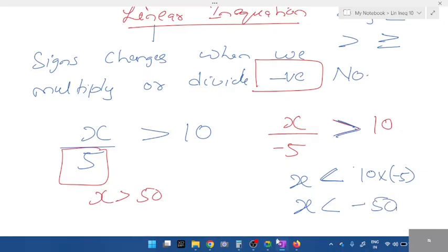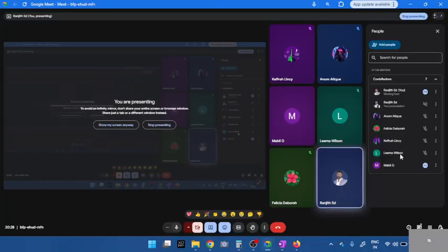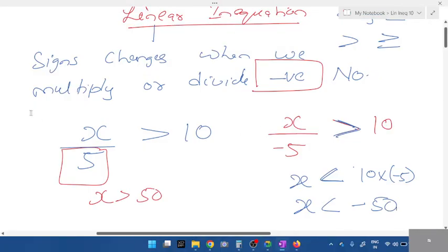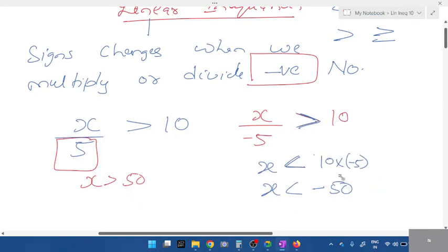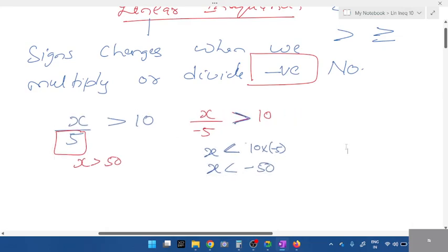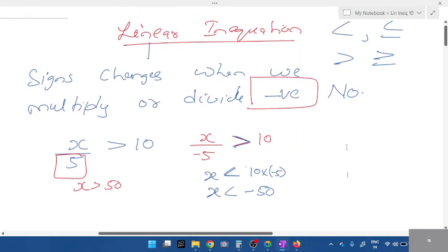Is this clear, students? Did you understand? Understood? Any doubt? No? Okay. Make a note of this, students. For addition and subtraction, it will never change. So this is the most important part. Write linear inequation and explain what inequation means, less than, greater than symbol. And we use types of numbers: whole number, natural number, integers.